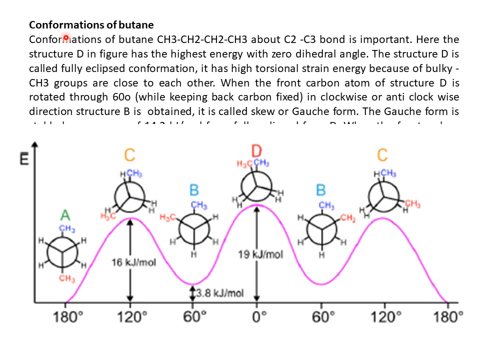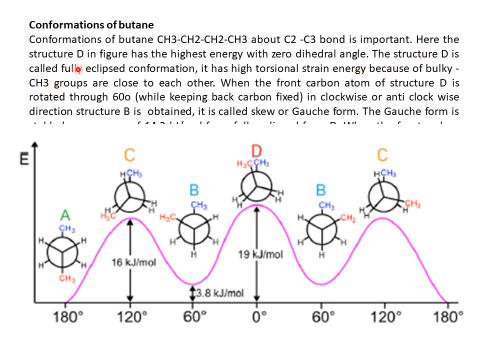Let us see the conformations of butane. Conformations of butane, CH3-CH2-CH2-CH3, about the C2-C3 bond are important. This is the first carbon atom, second carbon atom, third carbon atom, and fourth carbon atom. The C2-C3 bond is important.